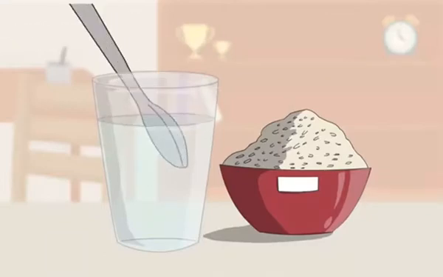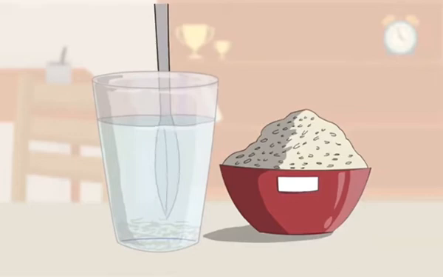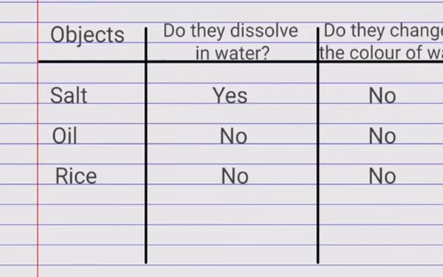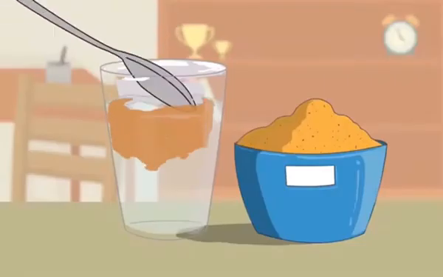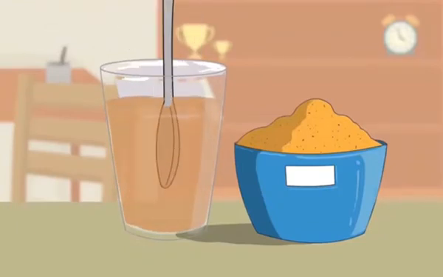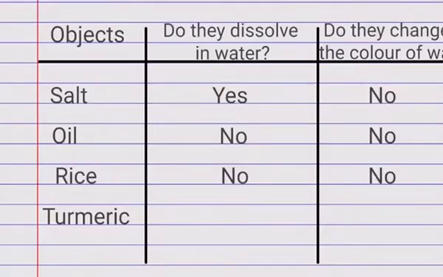Then, Zia puts a spoonful of rice in the third tumbler and stirs it with a spoon. It neither dissolves in water nor changes the color of the water. In the fourth tumbler, Zia adds a spoonful of turmeric and stirs the water. See, Bobo, turmeric completely dissolved in the water and the water turned yellow.